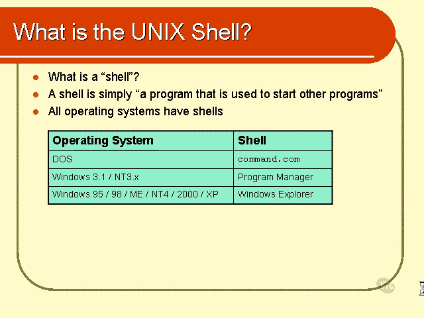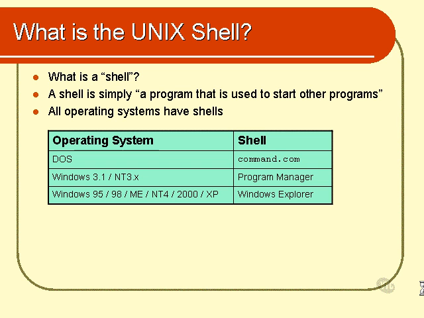Finally, in the latest series of Windows operating systems, the Windows Explorer is used as the shell. The Windows Explorer is the program that is responsible for putting the Start menu in the lower left-hand corner of the screen. It's also the program responsible for putting the My Computer icon and the My Documents icon on the desktop. In fact, it's the program responsible for there being a desktop. These are three quite different shells.